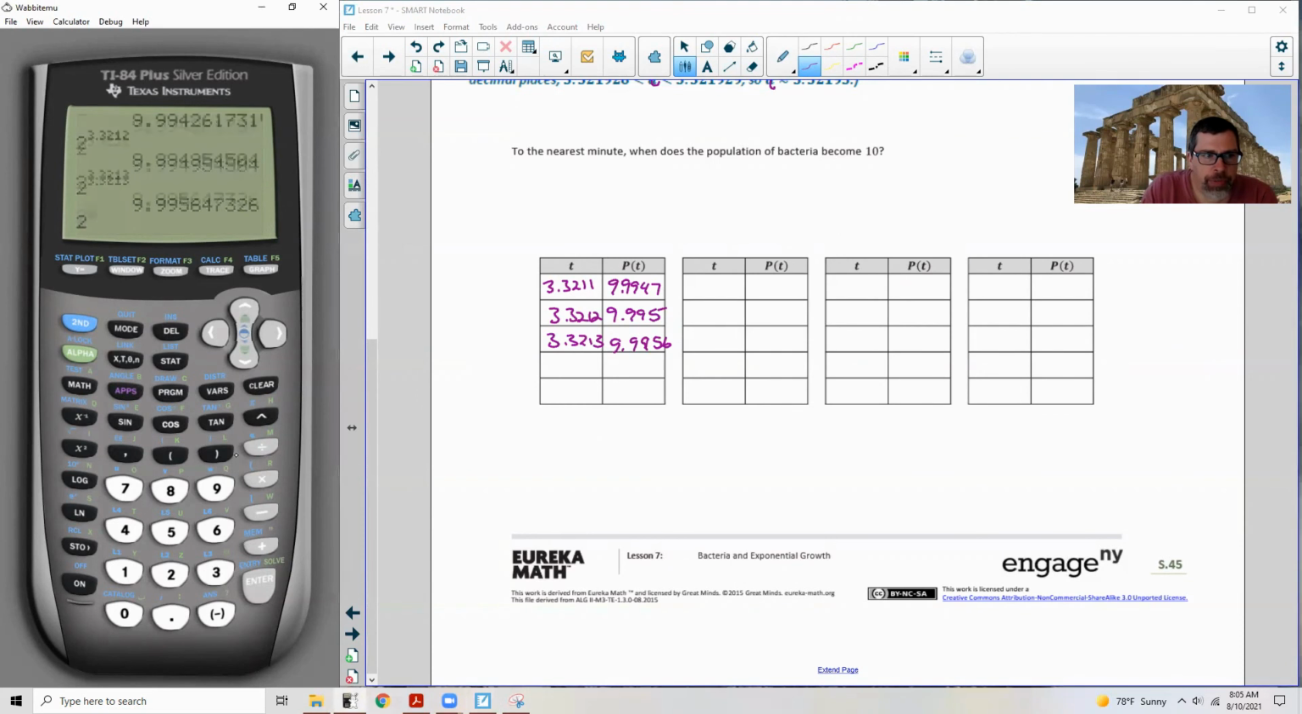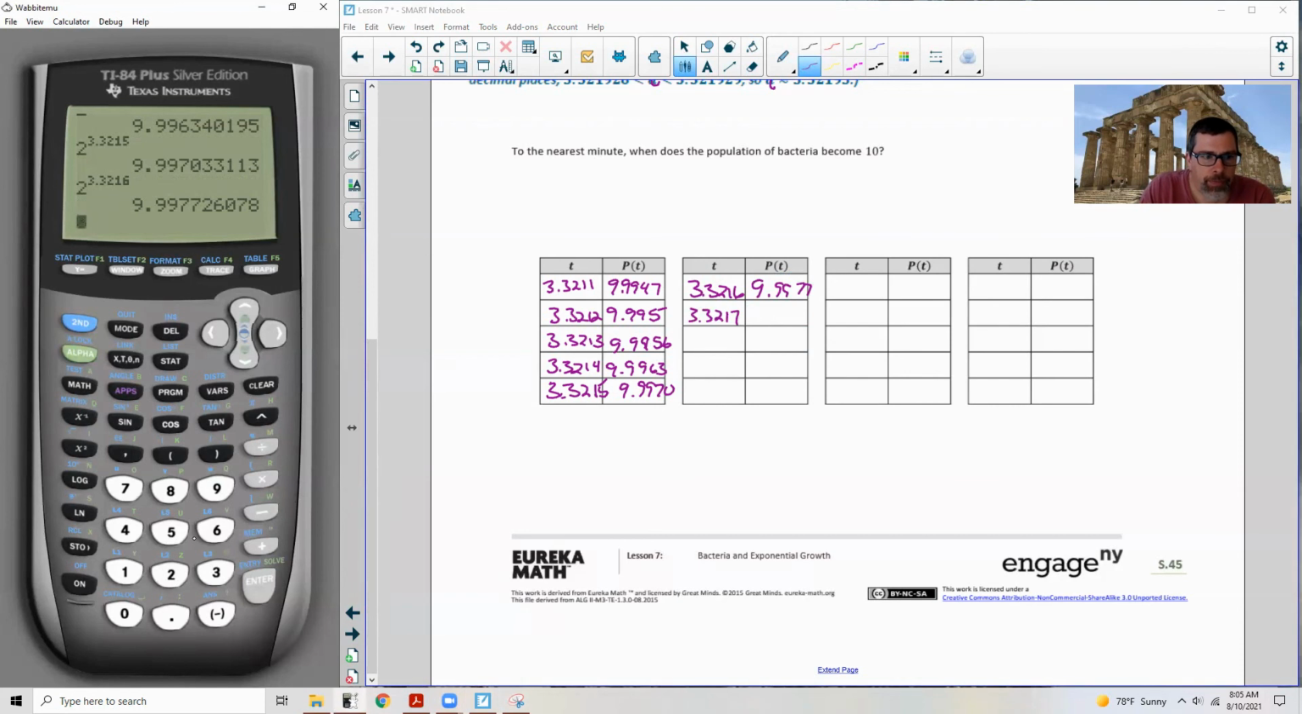Okay, continuing, 2 to the power of 3.3214. Still not there. 3.3214 is 9.9963. And now we'll do 3.3215. So it's 2 to the power of 3.3215 is, we're not there yet, 9.9970. So now I will do 3.3216. You get the idea? 2 to the power of 3.3216. Enter. Still not 10. 9.9977.